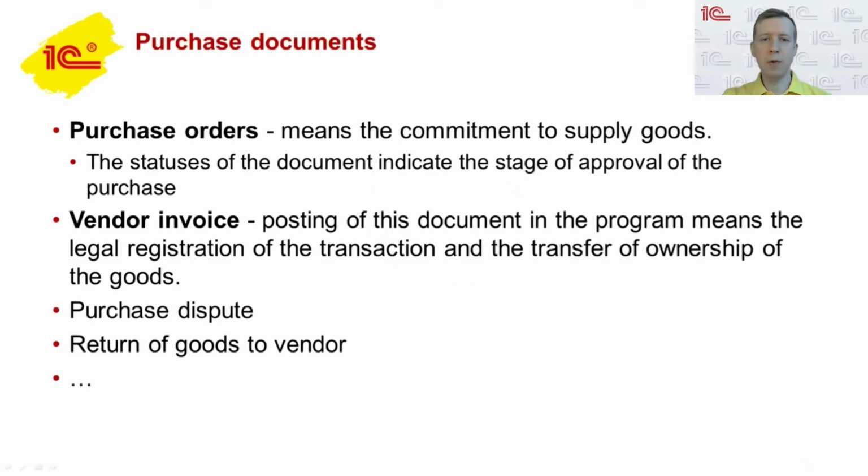To manage the procurement processes in 1C ERP, the following documents are provided. Purchase orders means the commitment to supply goods. The statuses of the document indicate the stage of approval of a purchase. Having a confirmed order, we can plan delivery and manage receiving of goods to a warehouse.